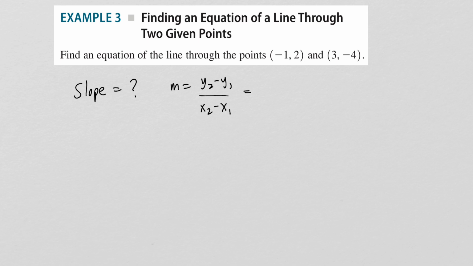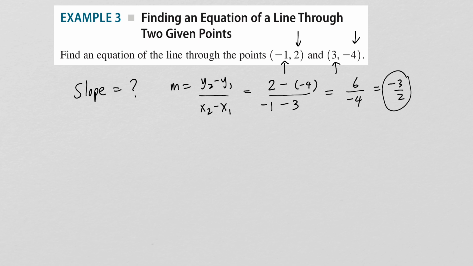To do this, we're going to subtract our y values. So I'm going to take my y value here, subtract my y value here. So that's 2 minus -4. And then we'll take the x value here, which is -1, and subtract the x value here. So -1 minus 3. This simplifies into 2 plus 4, which is 6, divided by -4, and this reduces to -3/2. So this is our slope.